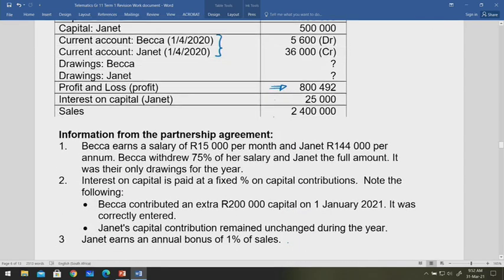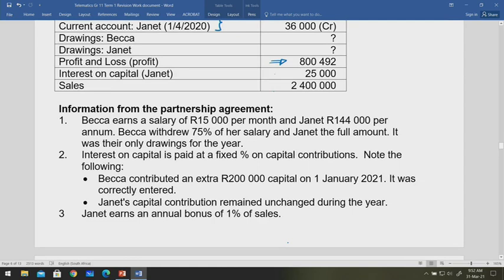Becca earns a salary of 15,000 per month. Important, per month. We want to see per annum, per year, so we have to multiply that by 12. Janet is already per annum. Becca withdrew 75% of her salary and Janet the full amount. Important, the next sentence: that was the only drawings for the year.